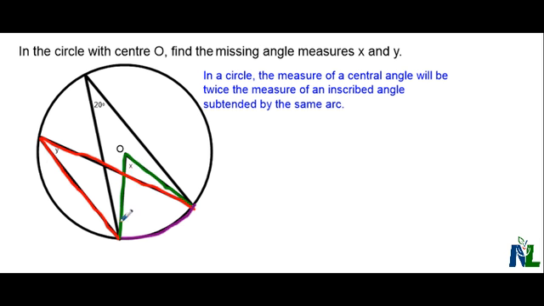So one of those angles I'm actually told the measurement of. I'm told that it is 20 degrees. So I have a 20-degree measurement right here. So that means my central angle x is just going to be twice that inscribed angle. Twice 20 is 40 degrees.